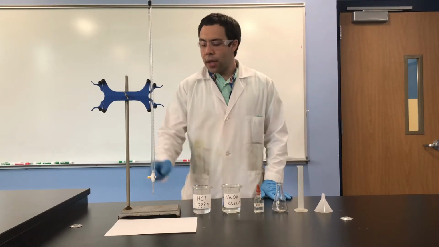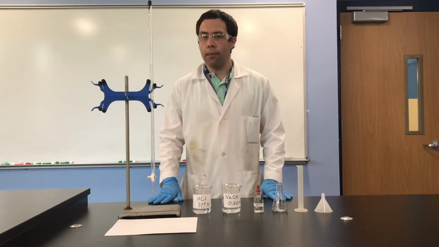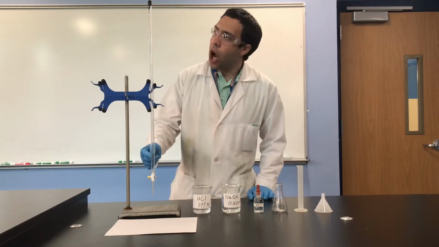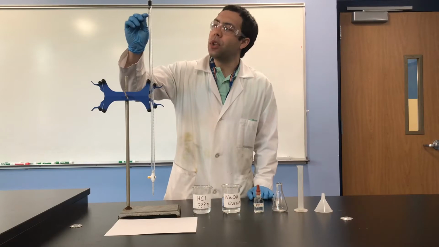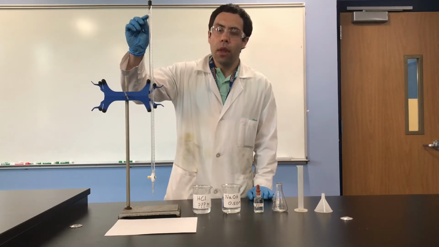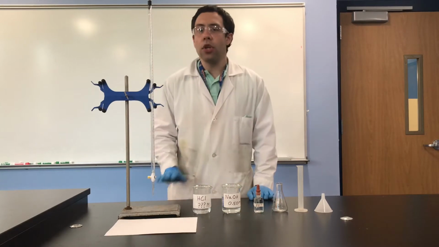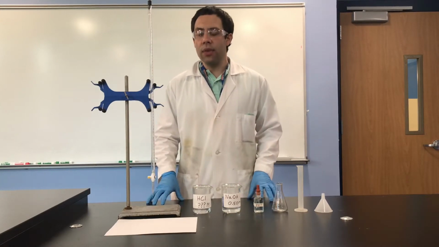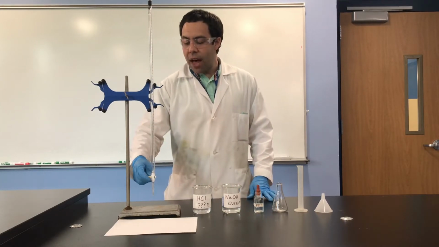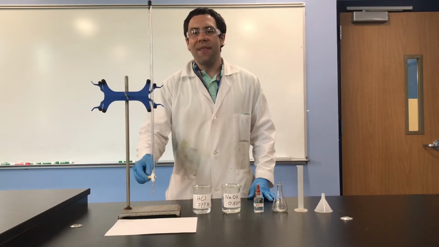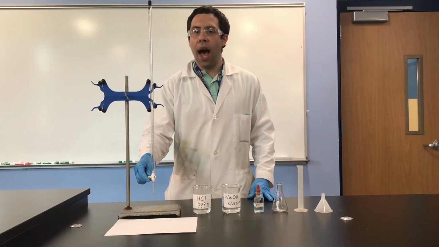Before we get started, let's take a look at the burette. The burette has graduations that go backwards. We start here at 0, and we end down here at 50 milliliters. We'll talk about why that is in a few seconds. Here we have a specific type of valve. This valve is called a stopcock.